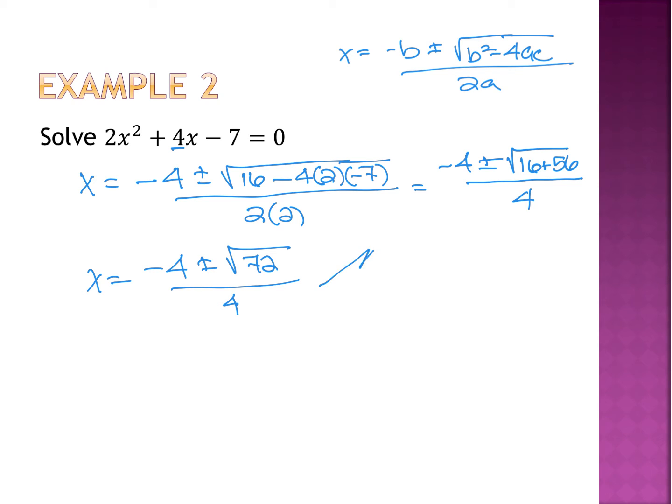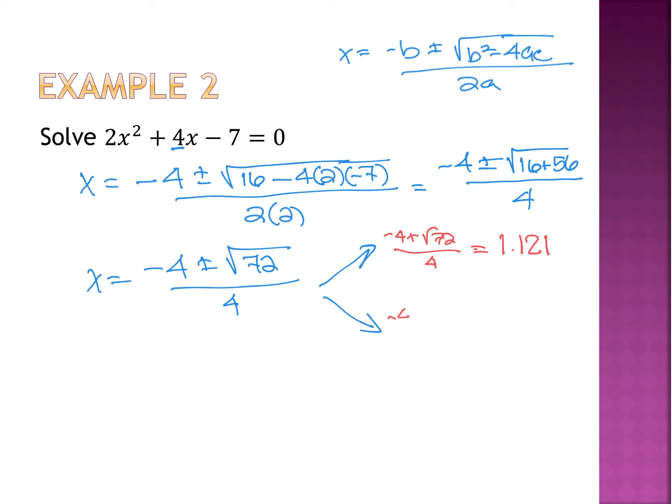What I'm going to do now, though, is come up with my two decimal equivalents. So when I take negative 4 plus the square root of 72 and I divide that by 4, I end up with a decimal answer of 1.121.